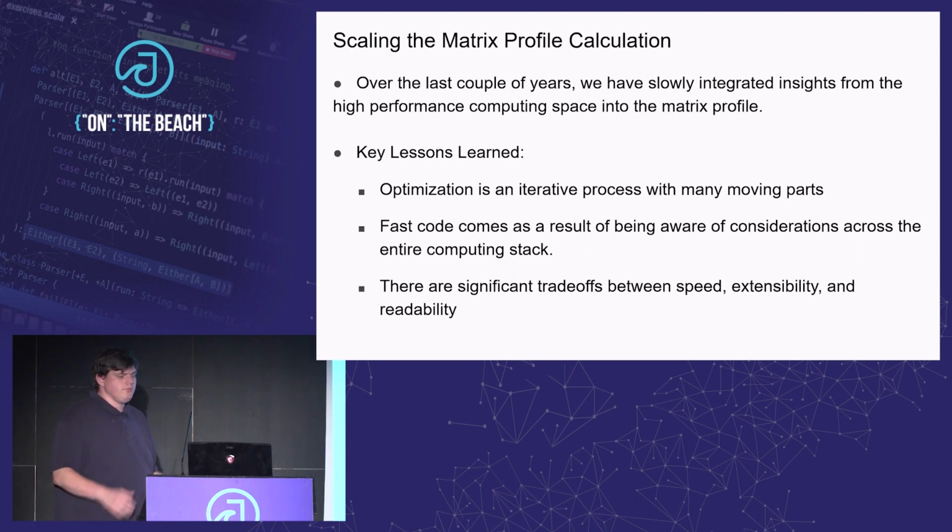Optimization is an iterative process with many moving parts. If you optimize one part of the problem and you don't fully understand exactly what's going on in the algorithm, you might actually be creating another bottleneck somewhere else. And so you can end up slowing yourself down unexpectedly if you're not fully aware of how things are moving around. Same thing for fast code. You have to be aware of the whole computing stack, from the operating system to the compiler to the hardware, right?